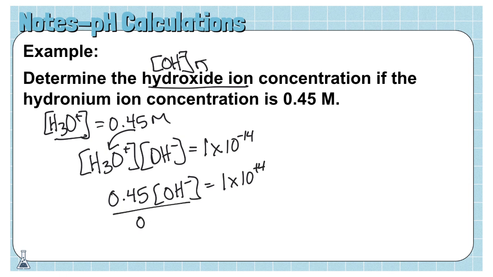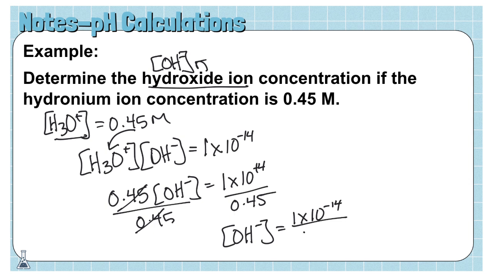So then I divide both sides by the 0.45. It's going to cancel the 0.45 out there. So I get the hydroxide ion concentration is equal to 1 times 10 to the negative 14th over 0.45. Be careful when you enter all these scientific numbers into your calculator. The warm-up, if you're having trouble, go back and watch how I entered those so you can see how to do it. So I'm going to enter the 1 times 10 to the negative 14th, divide it by 0.45, and I will get 2.2 times 10 to the negative 14th for that.